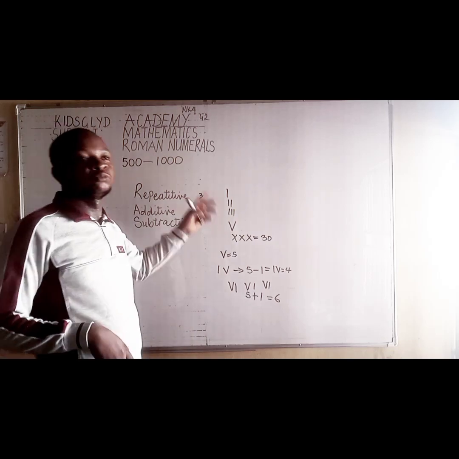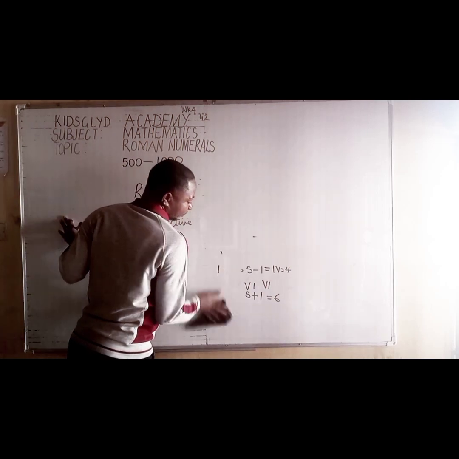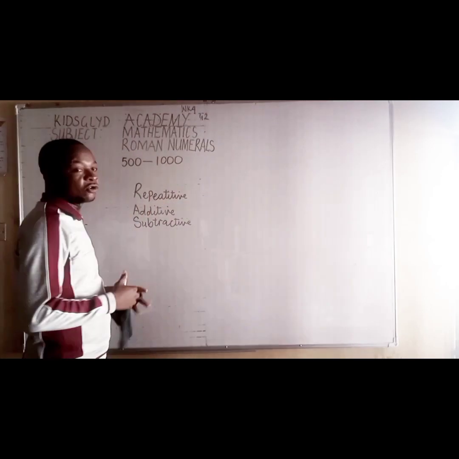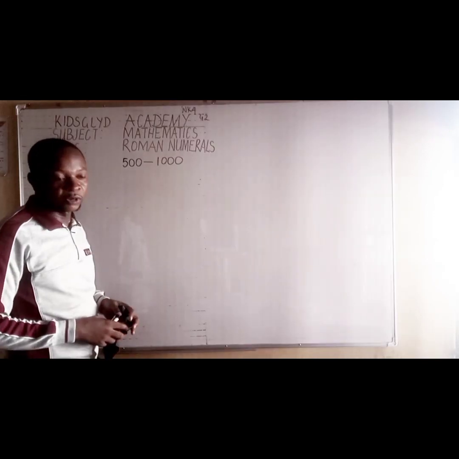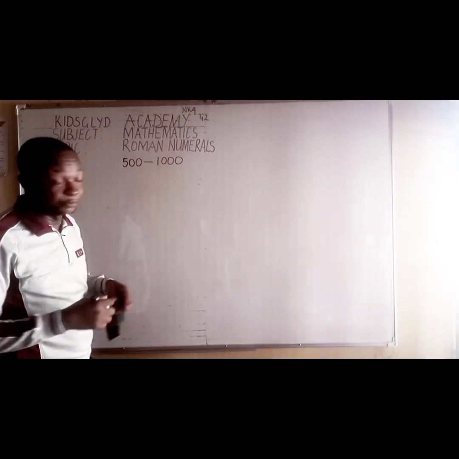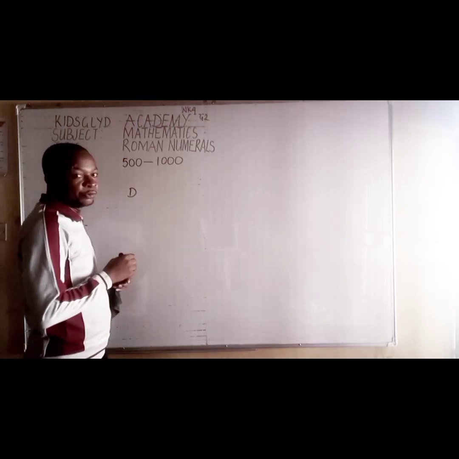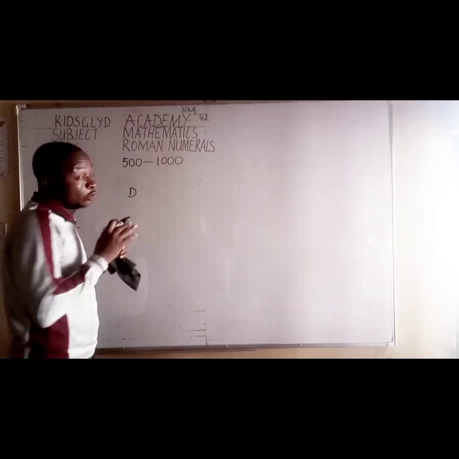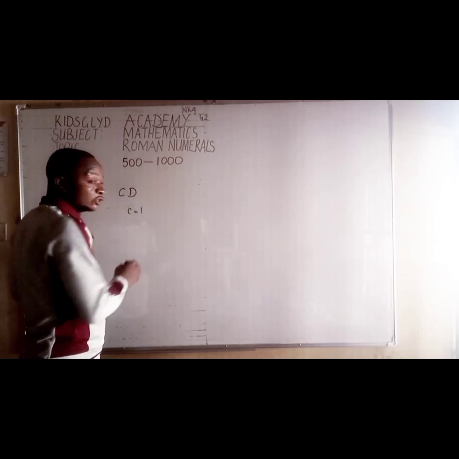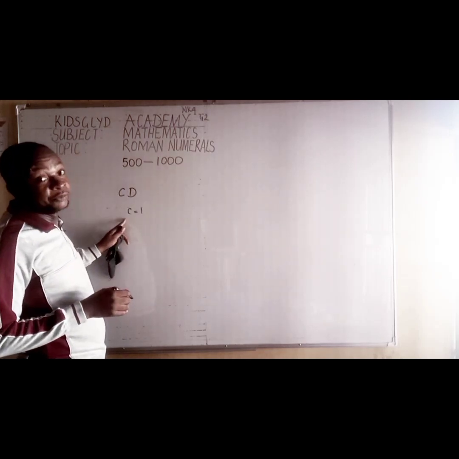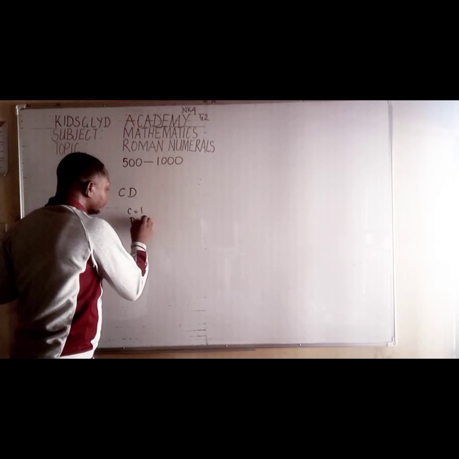Now we don't need to flog ourselves much on it. Let's see how we get across to where we are going. We have been able to learn up to 499. Now we are starting from 500 to 1000, which is as simple as it has always been. We know that D is 500, and we know how we got 400 by adding C at the back. C is for 100. Century means 100 years. So that's why we got C to be 100. Then D is 500.